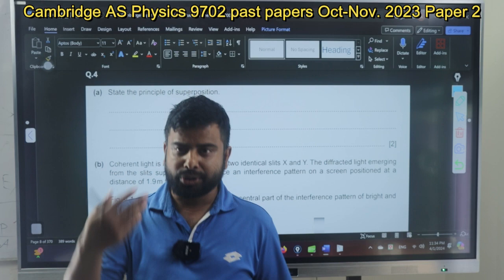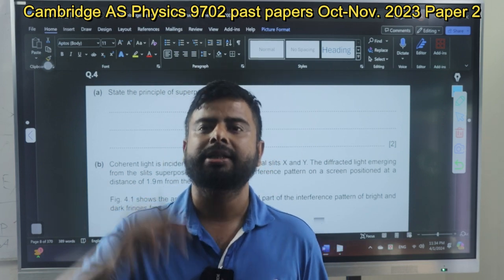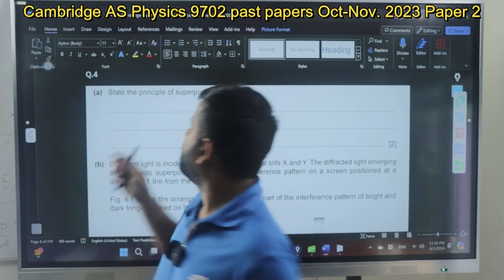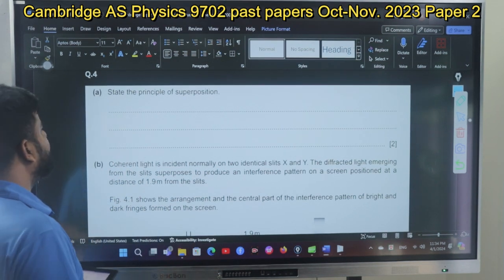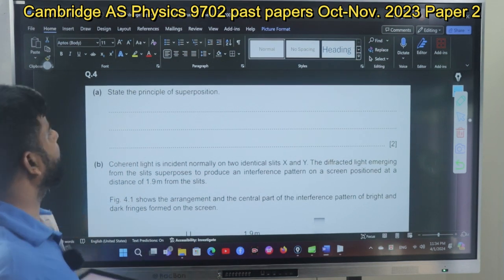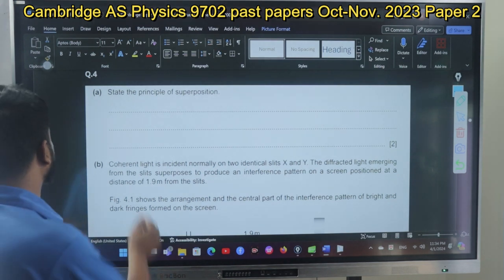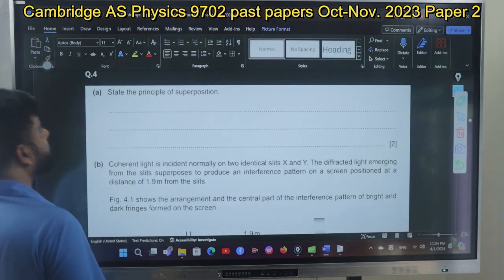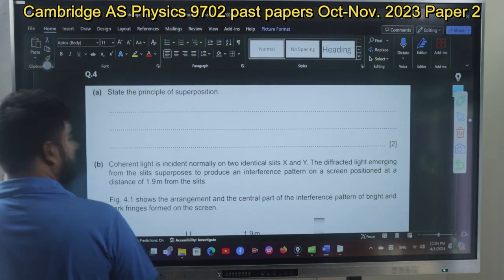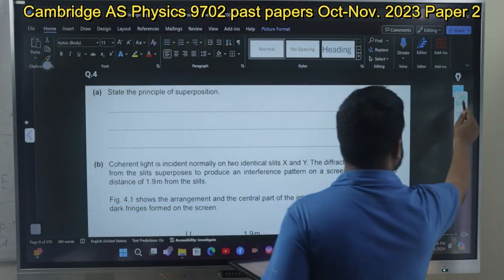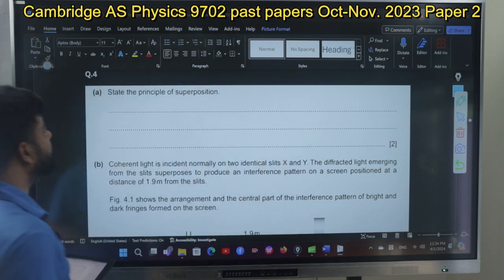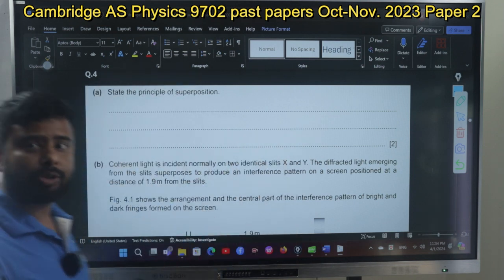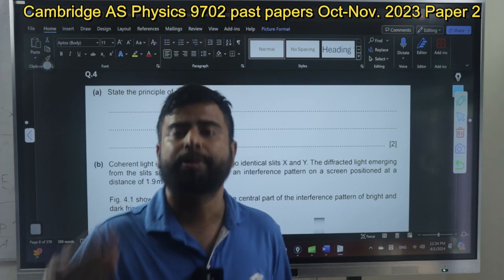Today I am going to discuss Cambridge AS Physics code 9702 paper 2, October November 2023, question number 4. State the principle of superposition. First, we have to learn what the superposition principle is.